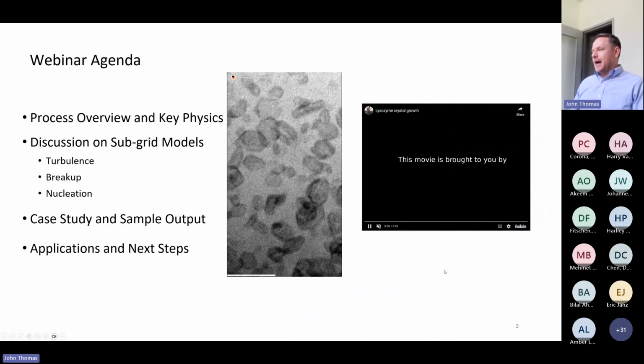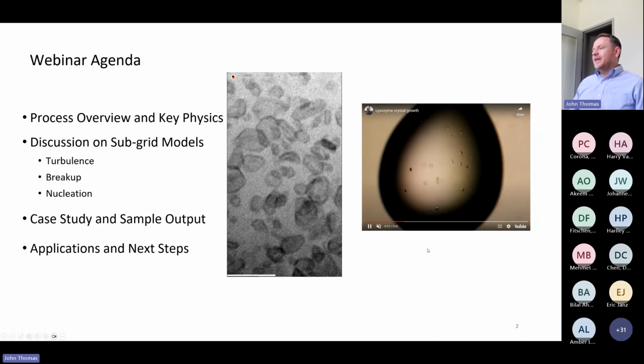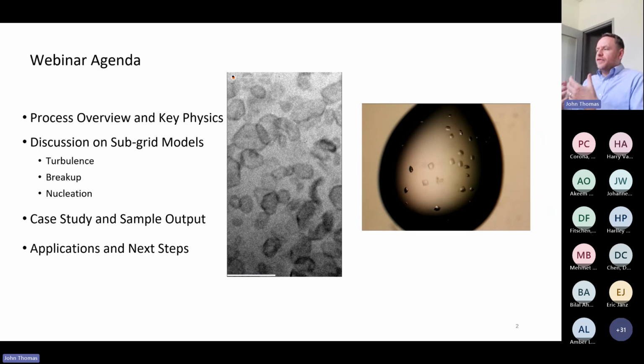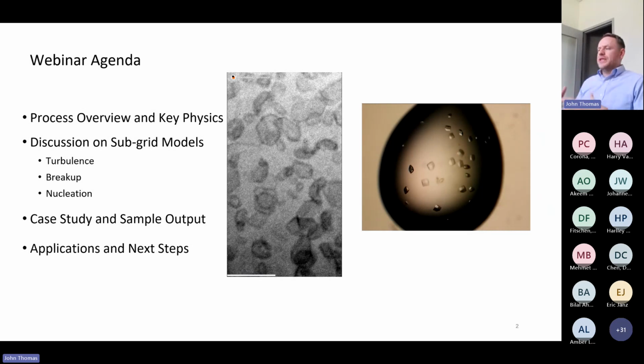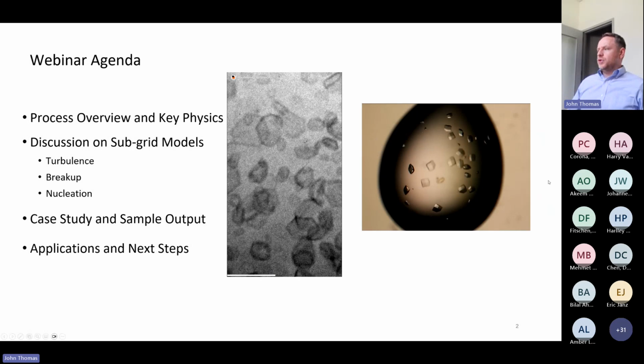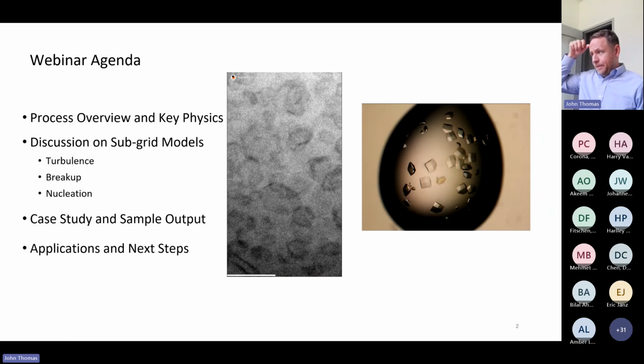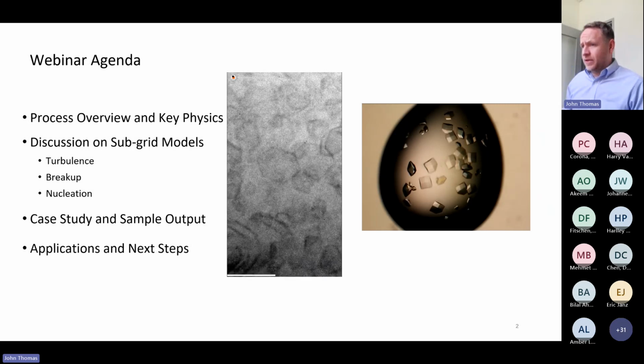Here's something that's a bit more macroscopic. Again, I'll jump ahead here. This is just a droplet, but it's illustrating the physics we're talking about, the formation of these solid structures out of a supersaturated solution due to this transfer into the metastable region. We'll talk about that momentarily.